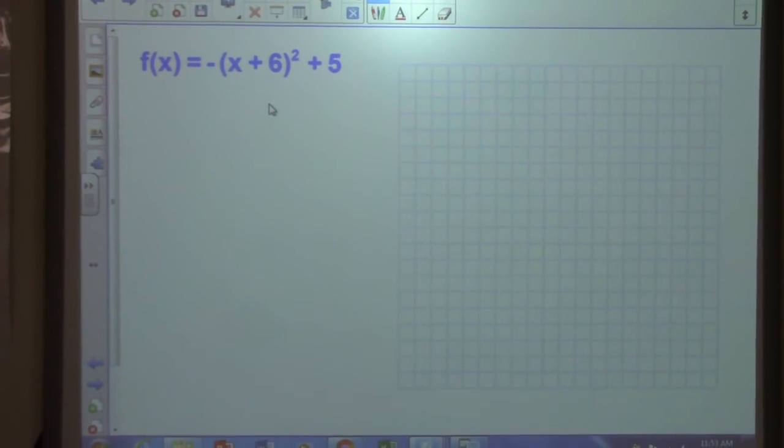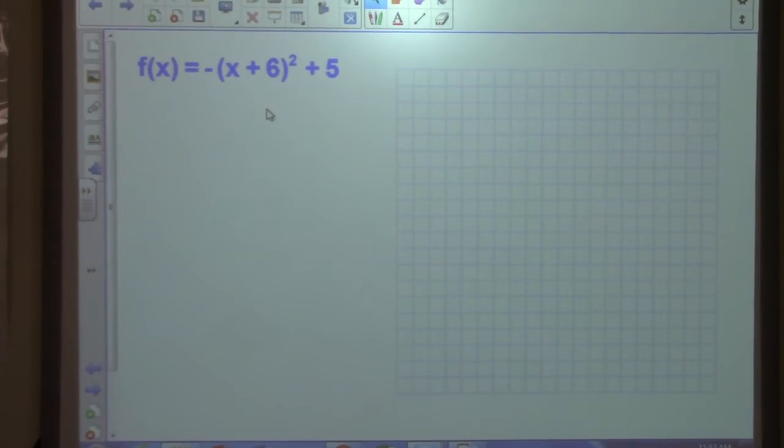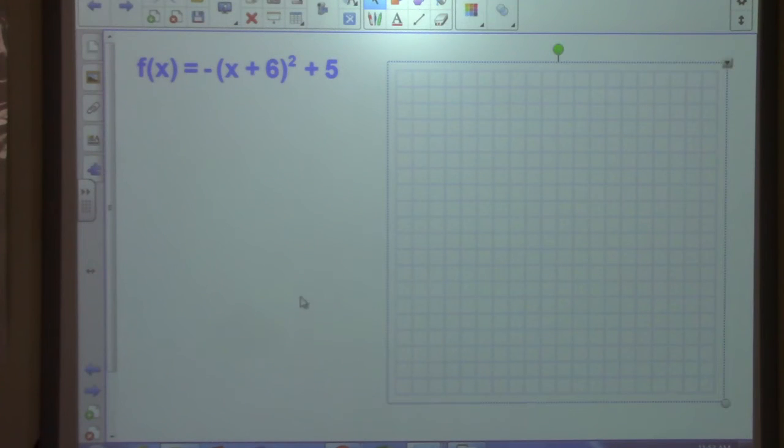All right, ladies and gentlemen, welcome to class. We are continuing our discussion on graphing quadratic functions.